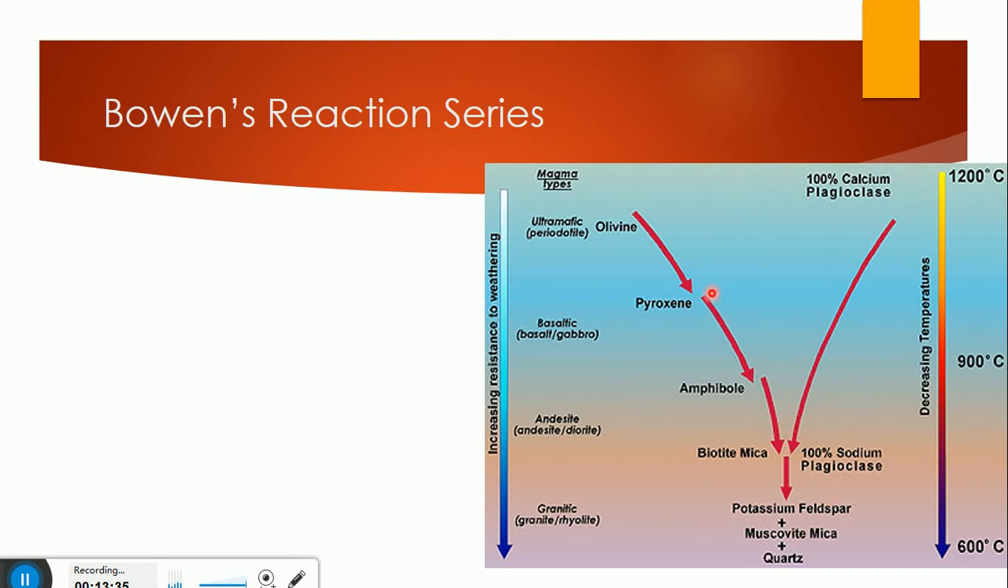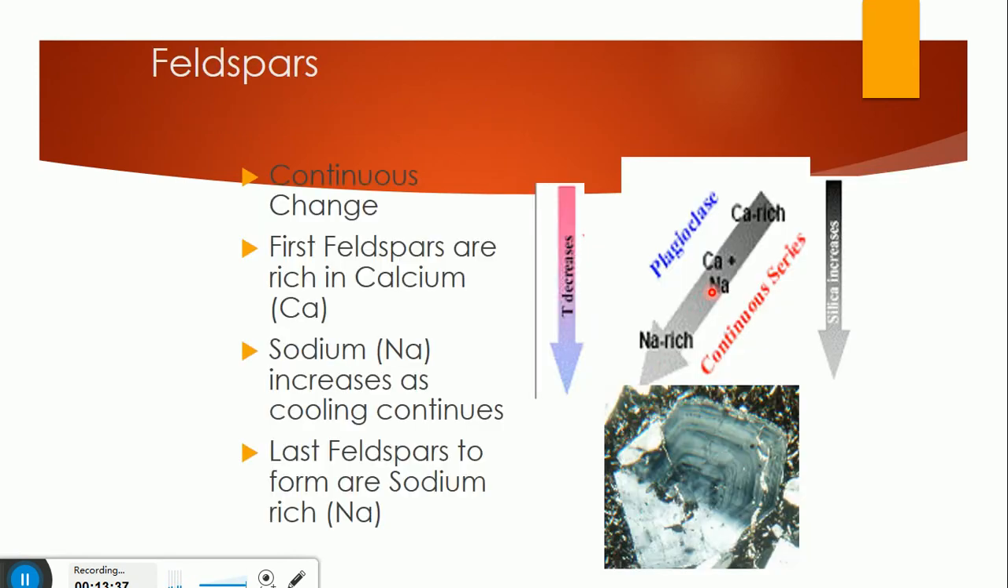Come to the next point. Continuous change first for feldspars. The feldspars are first rich in calcium and finally rich in sodium, with increasing cooling, continuously. The last feldspar to form is sodium rich. Here in the intermediate form, calcium plus sodium, here calcium rich, and this shows an unequilibrium crystal behavior, that is called the corona texture. And the percentage of silica is increasing from calcium rich to sodium rich.